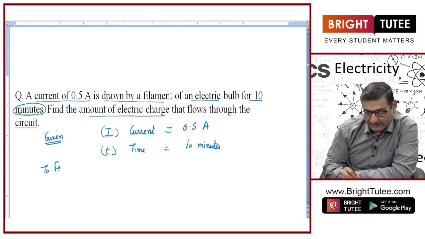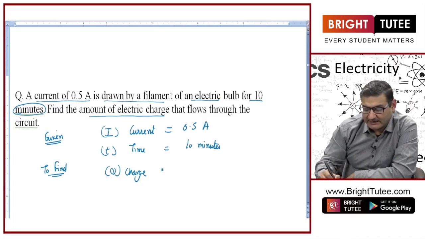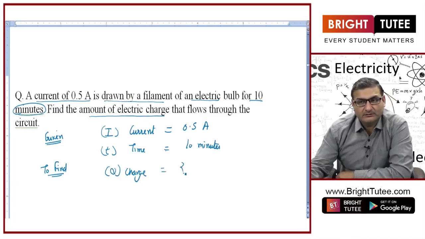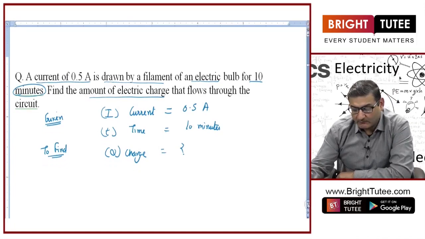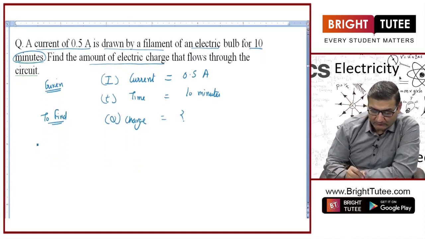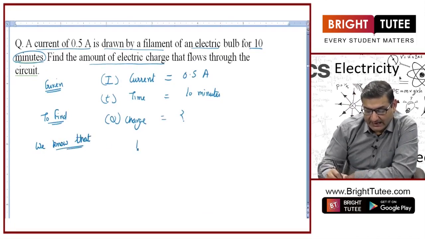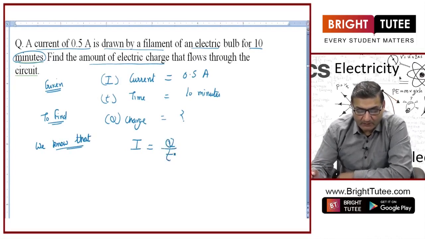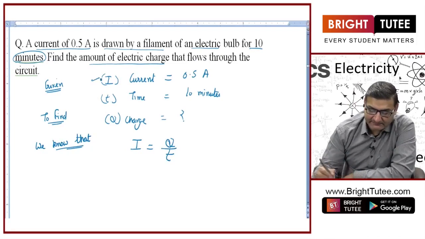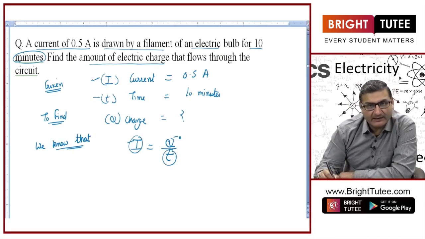So, what I need to find is the charge, the amount of charge, which is represented by capital Q. Got it? Now, we already are aware of the formula. We know that I is equal to Q upon T. Out of these, I is given to me, right? T is given to me. We need to calculate Q.